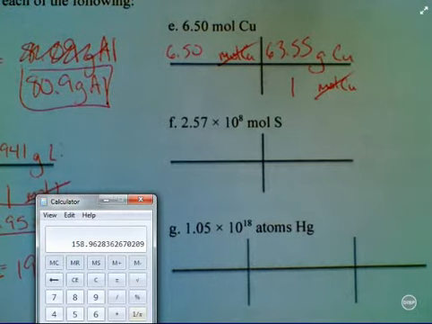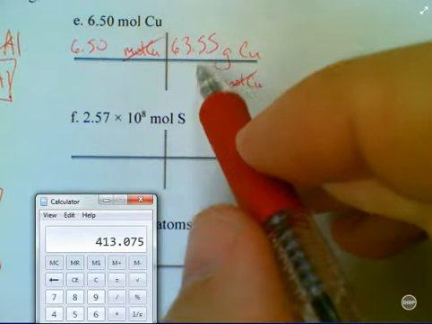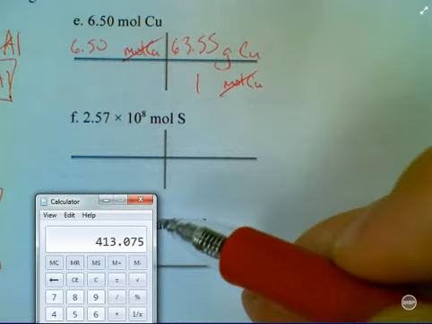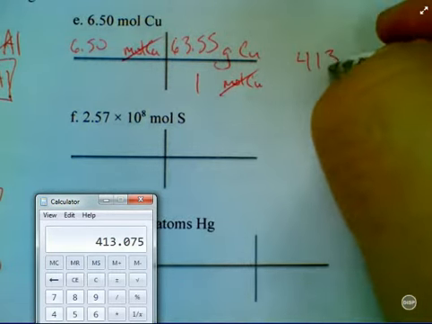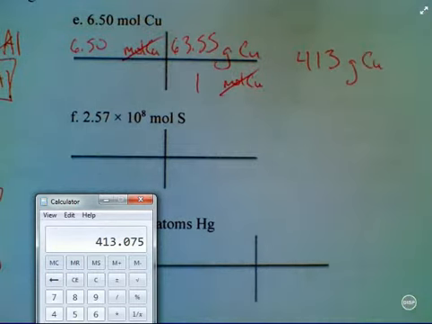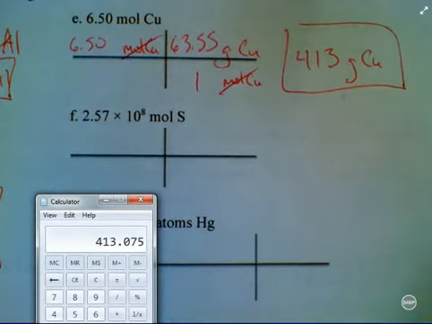And now it's time to calculate. 6.50 times 63.55. I end up with, I'm going to want 3 significant figures here, right? So it stays the same. 413 grams of copper, right? No exponents, no need to move a decimal. Just come up with 413 grams of copper.